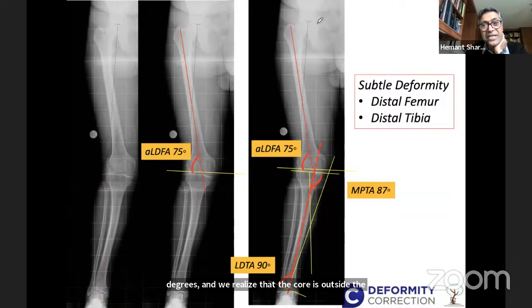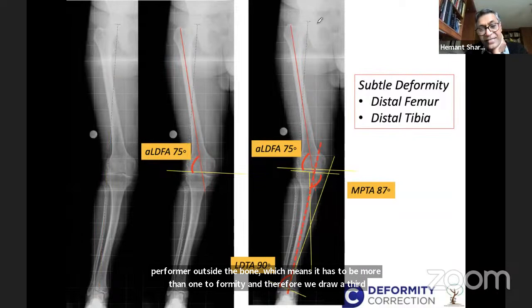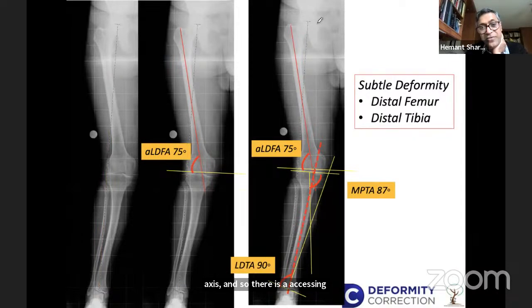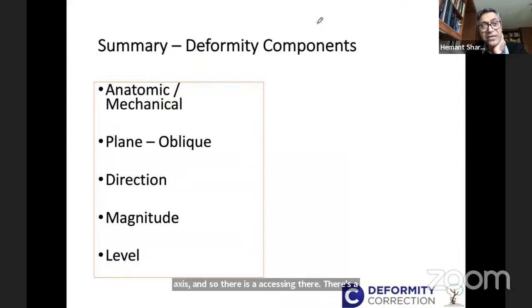And so there is a multiapical deformity in the tibia, and there's a deformity in the femur. So that way, if you follow the steps, then your chances of missing any deformity are minimal, and we can identify all deformities.